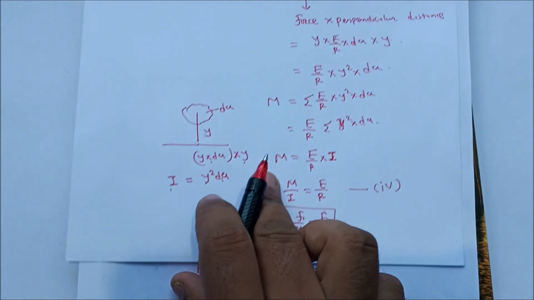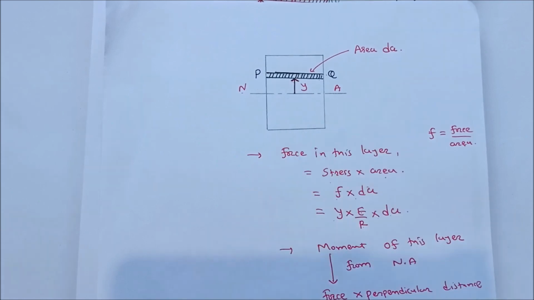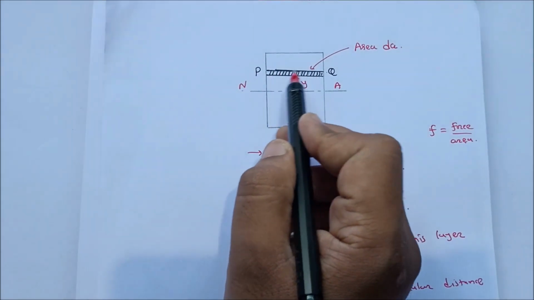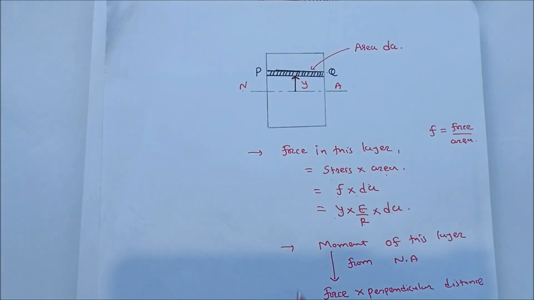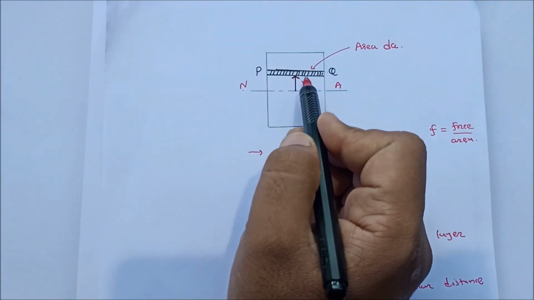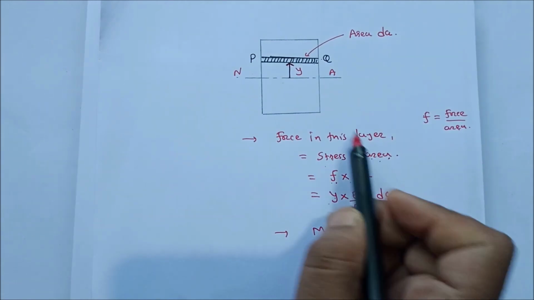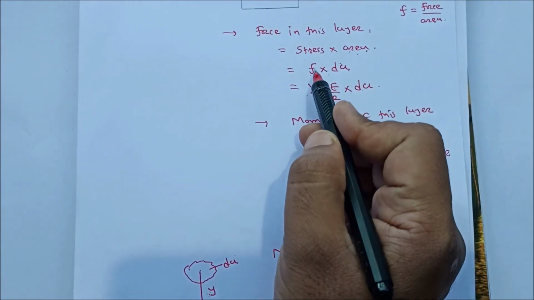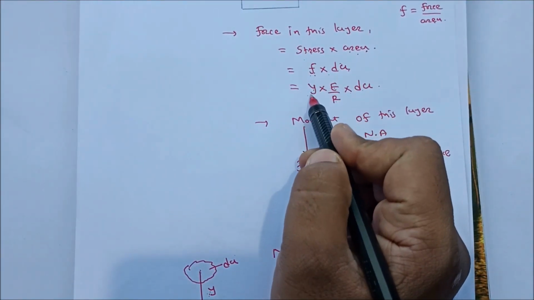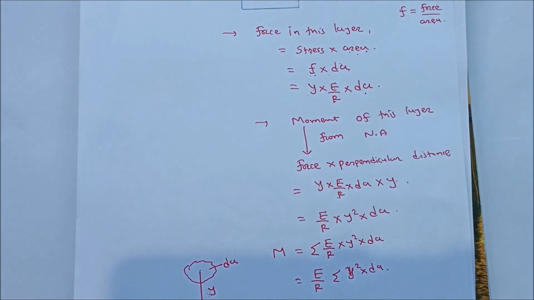Again, I repeat these steps. Here, we consider layer PQ at a distance Y. There is a small layer, so we consider its area as dA. First we find the force in this layer. The force in this layer is stress multiplied by area. The stress is the bending stress, and the area of this layer is dA. So instead of F, from equation number 3 we can write Y multiplied by E by R, and the area of this layer as it is. Next we find the moment of this layer.